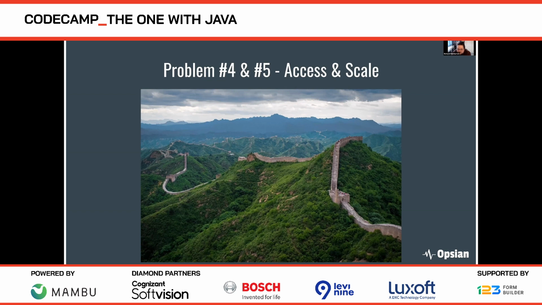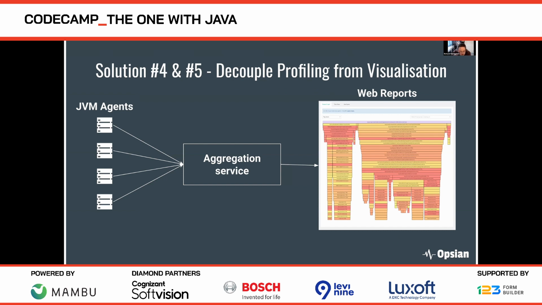How do you make this kind of profiling work on not just one machine, but on a cluster of 100 nodes? And this is where I think you need to think about decoupling the profiler from the visualization. So thinking about services and systems to take those JVM agents, put that data into a common aggregation service, and then being able to view that on a web report. That's what we do at Opsian, for example. And that means that you can have those agents in your system, you can get the data out of them, and you can understand what they're doing without having to do things like SSH into individual servers one by one in order to get that data back.